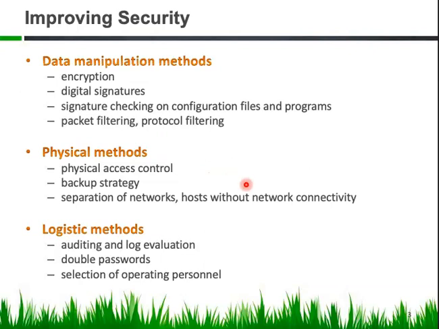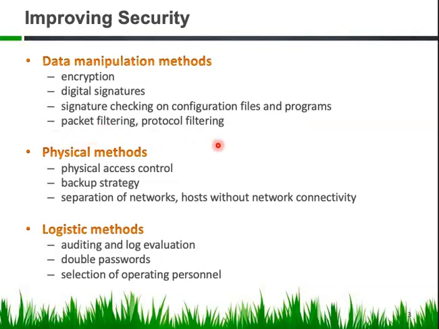Okay, so to improve security, there are several methods that an organization can look into. First, data manipulation methods, the second one is physical methods, and the third one is logistic methods. The data manipulation method is more towards the network level. For example, the security of the network can include encryption, digital signatures, signature checking on configuration files and programs, as well as packet filtering and also protocol filtering.